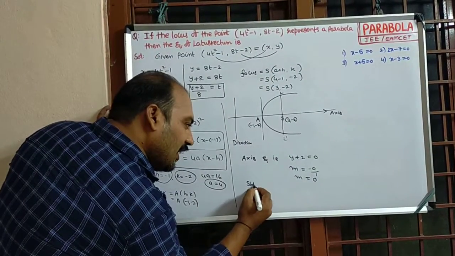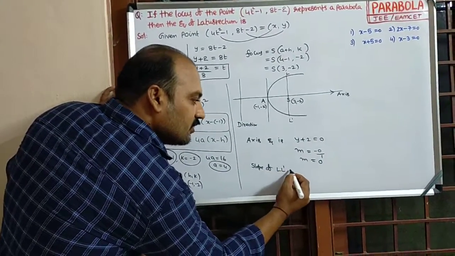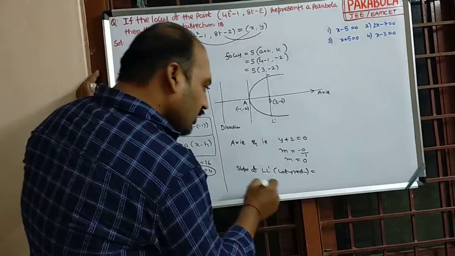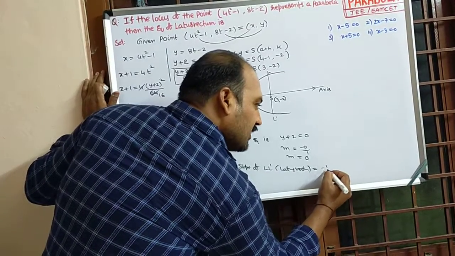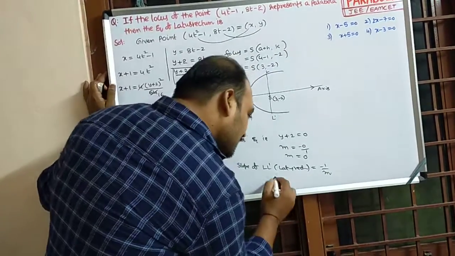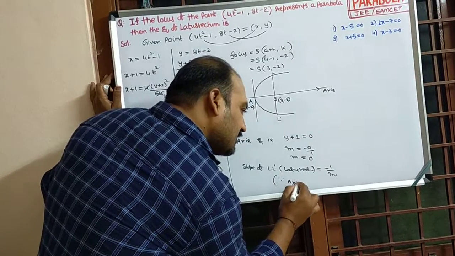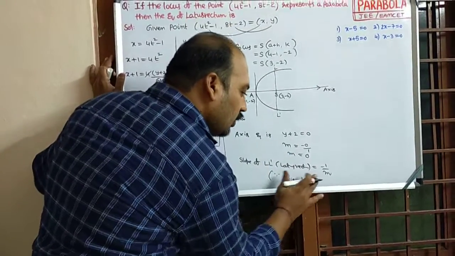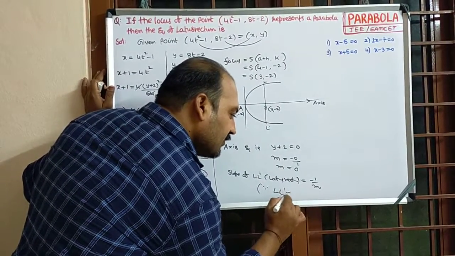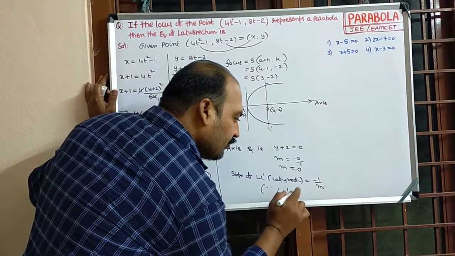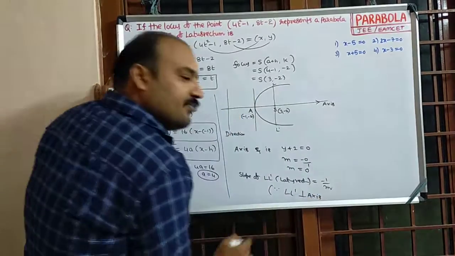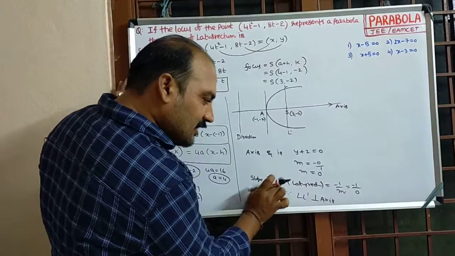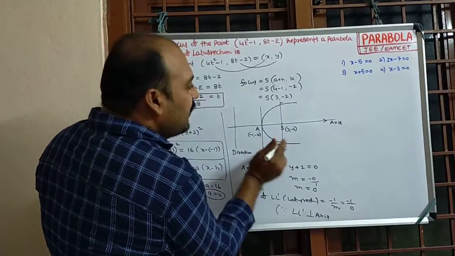The slope of LL', the latus rectum, is equal to −1/m, since the axis is perpendicular to LL'. Otherwise, LL' is perpendicular to the axis, that is better to write. LL' is perpendicular to the axis, so −1/m = −1/0. So the slope of LL' is −1/0, and it passes through which point?